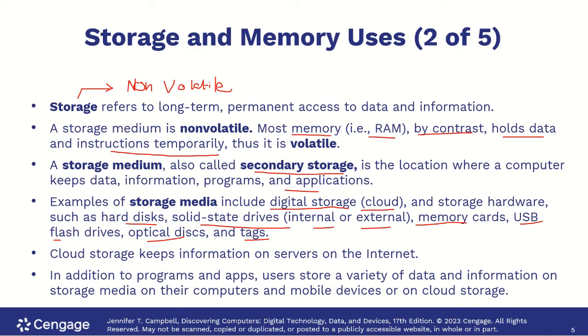Storage medium is also called secondary storage, and these are the locations where a computer keeps data, information, programs, applications, etc. Now, if you try to give some examples of the storage media, you can think about the digital storage, for example, the cloud, your Google Drive, for example, a storage hardware like hard disks, solid state drives, of course, internal or external drives, memory cards, USB flash drives, optical discs, CD or DVD, for example, and tags.